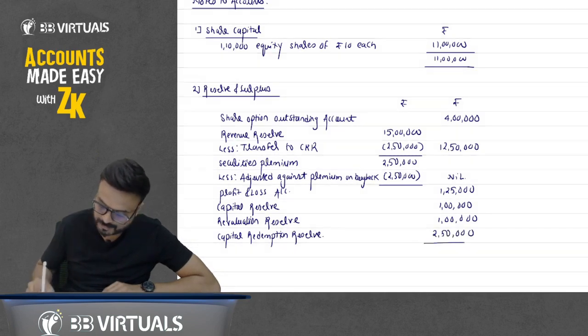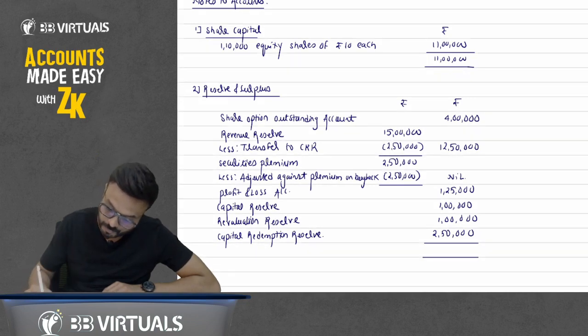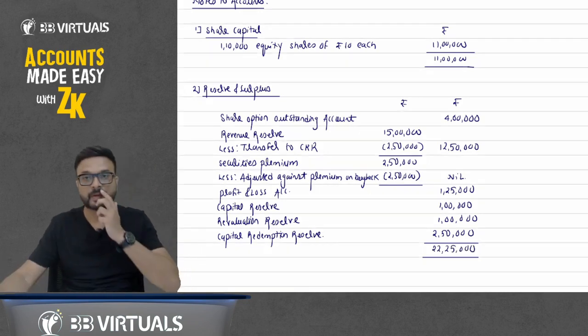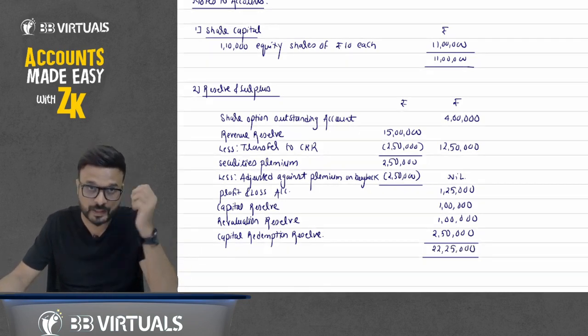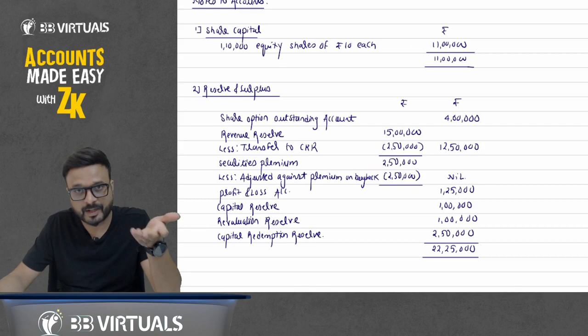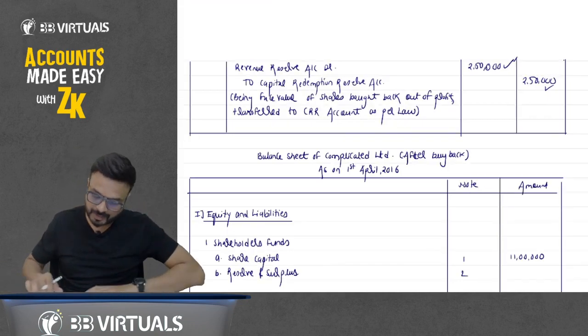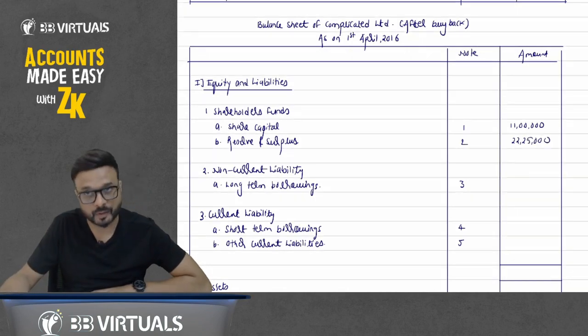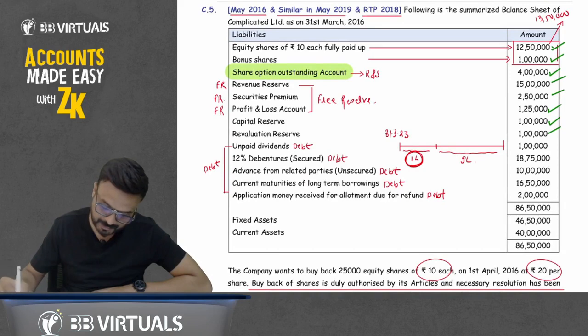Now do the total of this reserve and surplus. 4 lakh plus 12,50,000 plus 1,25,000 plus 1 lakh plus 1 lakh plus 2,50,000 is 22,25,000. So write down this 22,25,000. Where will it come? In the balance sheet under reserve and surplus. So write down here 22,25,000. Okay.